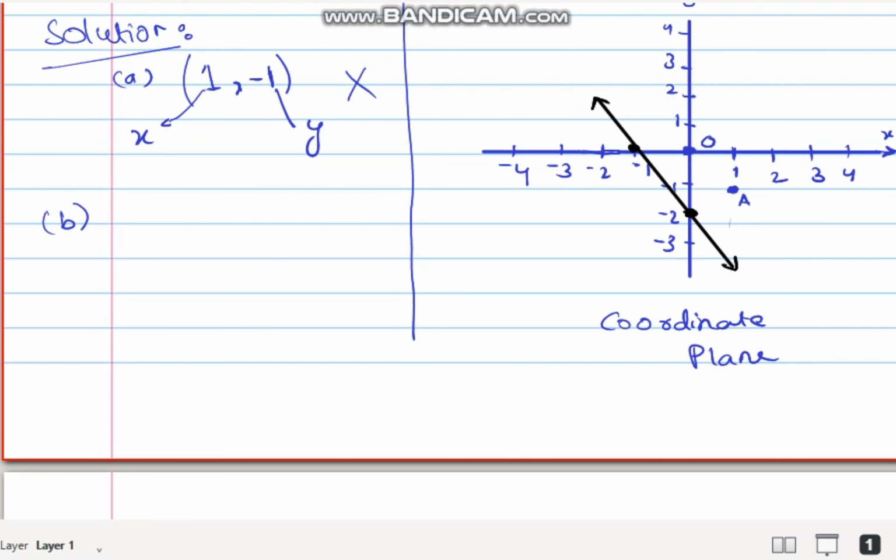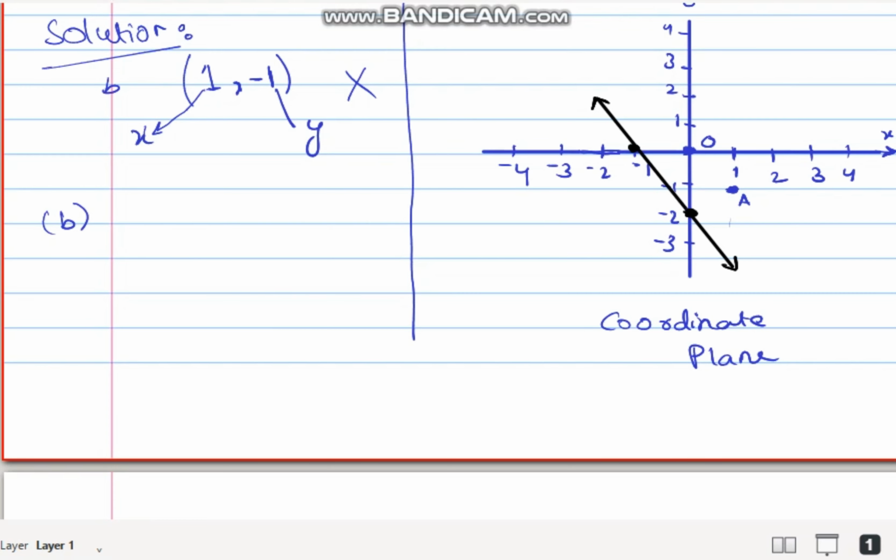Okay, 1 is x and minus 1 is y. So I just draw this point and I found that this point, which is a, does not lie on the line. Okay, now just check for the b.